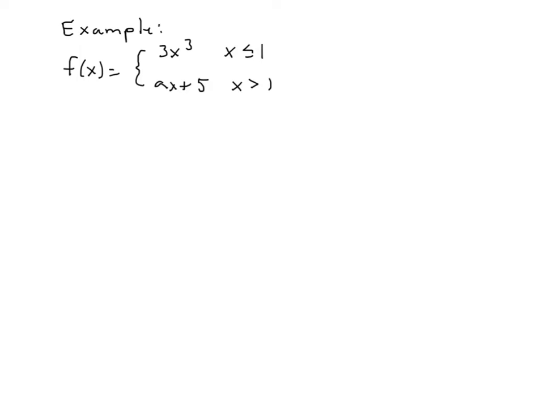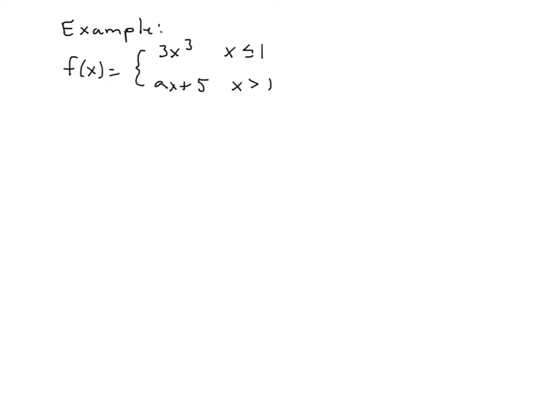Now let's look at a different example. In this case, we have a piecewise function. f of x is equal to 3x cubed when x is less than or equal to 1, and it's equal to a linear function, ax plus 5, when x is greater than 1. What we want to do is find a value for a such that f of x will be a continuous function over the entire real numbers.